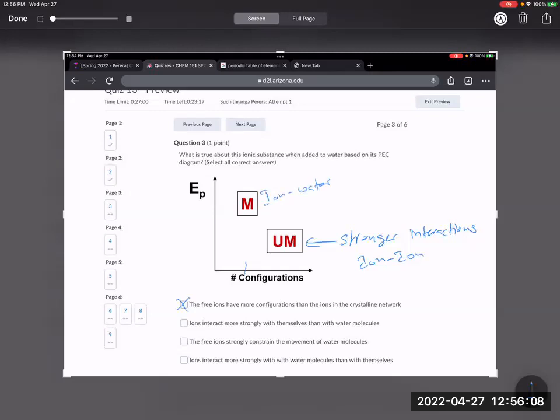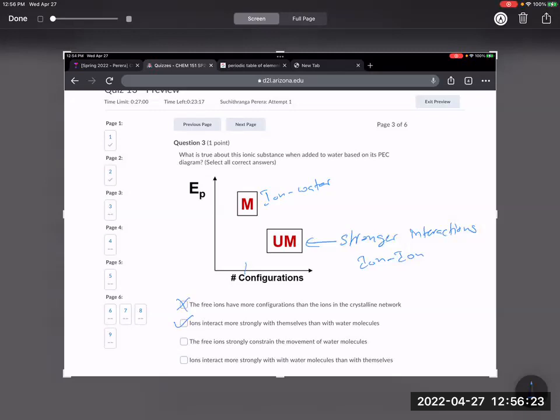So because we have a lower potential energy in the unmixed state, we have stronger ion-ion interactions than the ion-water interactions. So therefore, option B is correct.